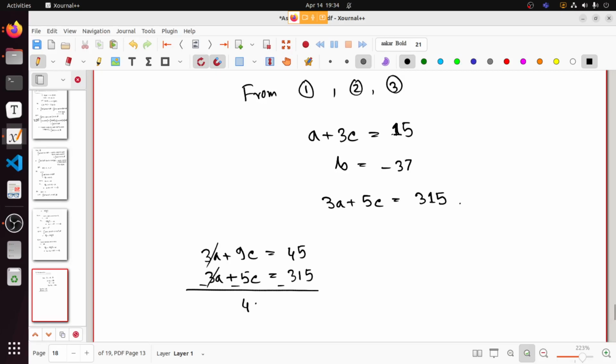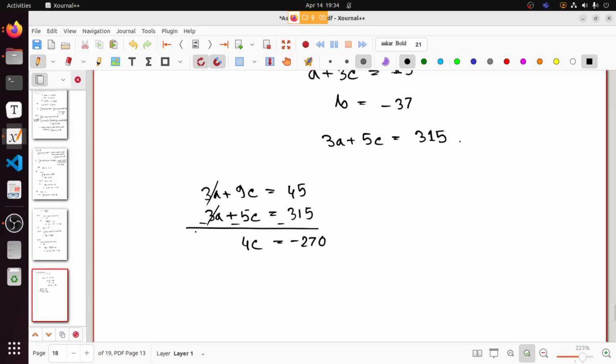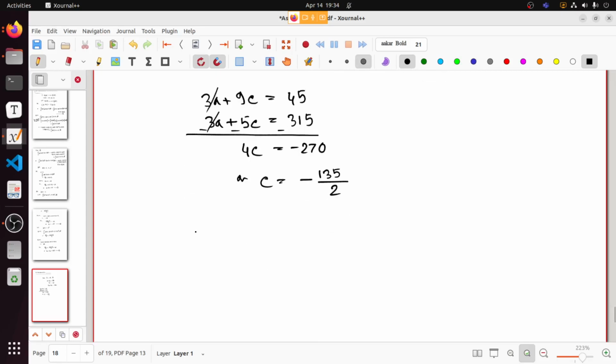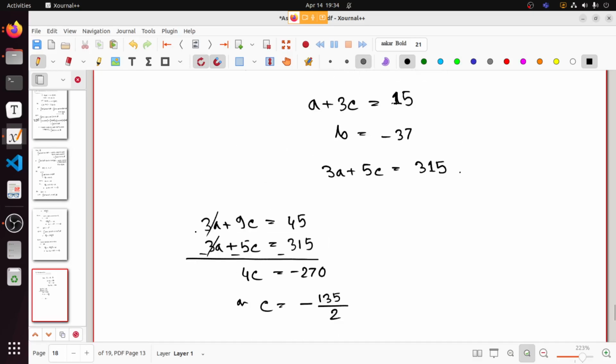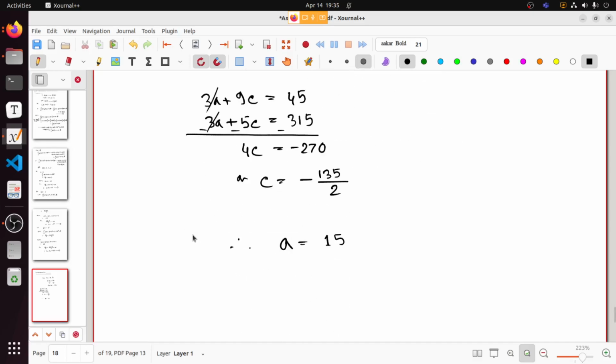So what will you get? 4c equals minus 270, or c you will get minus 135 by 2. Then what will be a? Then a will be 15 minus 3c, so 15 minus 3 times minus 135 by 2. If you simplify, you will get 435 by 2.